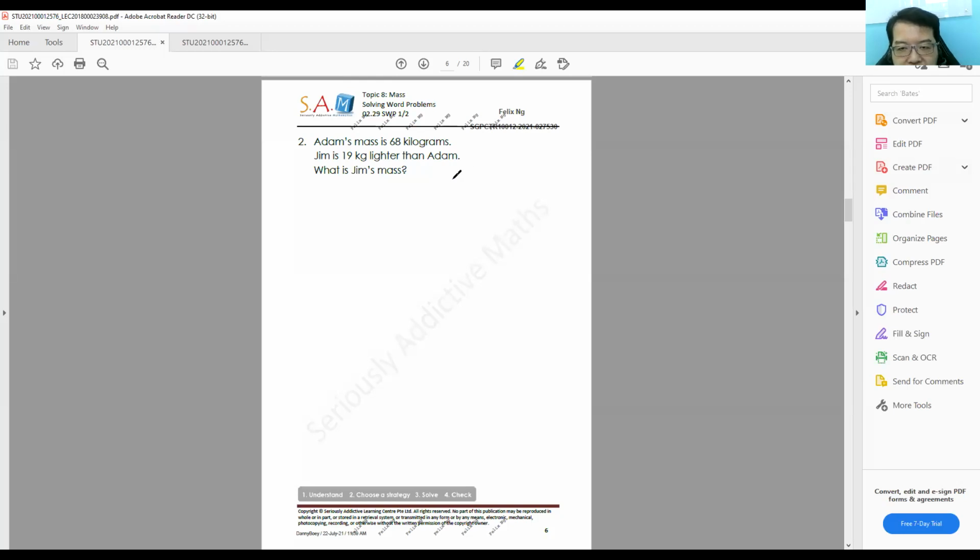Okay, let's find out if your answer is correct. So let's read the question. Adam's mass is 68 kilograms. That's for Adam. And Jim is 19 kg lighter than Adam. What is Jim's mass? This is what we want to find out. Earlier on I asked you, should it be stacked or single row? It should be stacked, because it has this "lighter than" word there. Lighter than or less than or fewer than, similar meaning. So it should be stacked. So let's draw this now, sentence by sentence. Adam's mass is 68 kilograms.